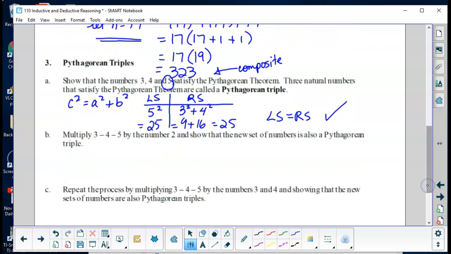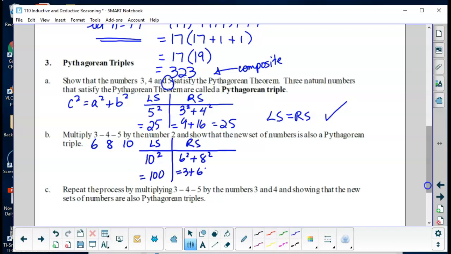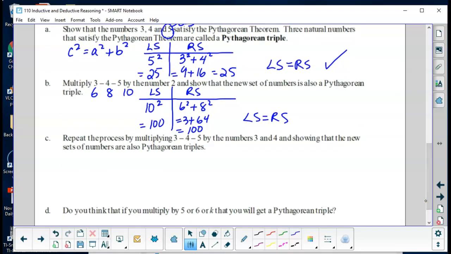Then it says multiply 3, 4, and 5 by the number 2, and see if that works. Well, that would give me 6, 8, and 10. So in my left side and my right side, I would take the largest one, 10 squared. Right side would be 6 squared plus 8 squared. And it works. Then it says repeat the process by multiplying 3, 4, 5 by the numbers 3 and 4 and showing that the new sets of numbers are also Pythagorean triples.